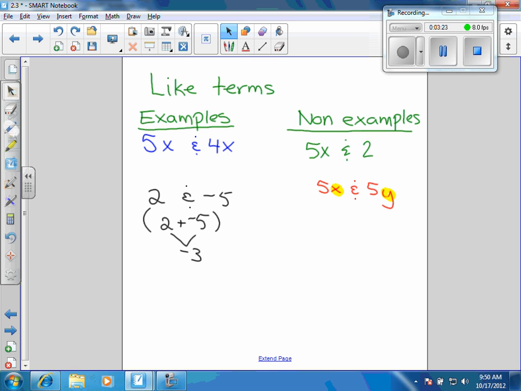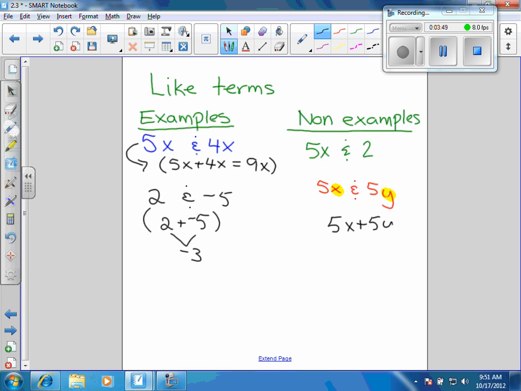Whereas on 5x and 4x, I could say, since these are like terms, I could ask you to combine them. I could say 5x plus 4x, and you would combine them to say, well, that's equal to 9x. The other reason I had parentheses is I was tying that into the problem above. But if I asked you over here what 5x plus 5y was, you would say it's equal to 5x plus 5y. You can't combine them. So you can't say 10. No. So if they're not like terms, you can't combine them. That's the general idea. You can't say 10xy.